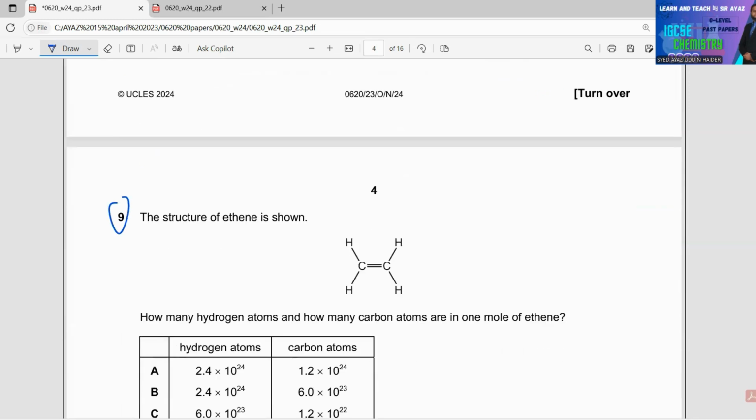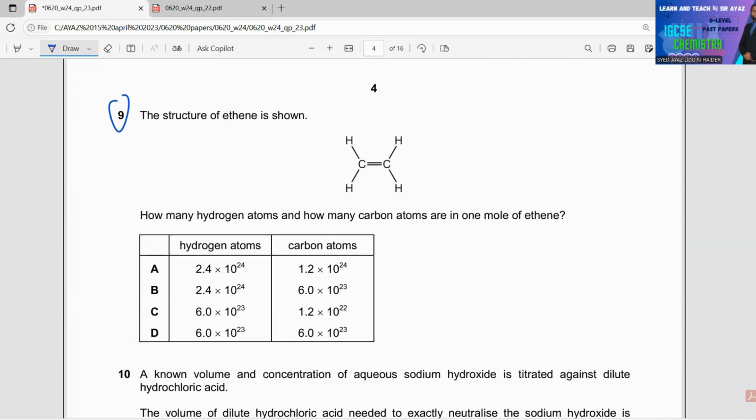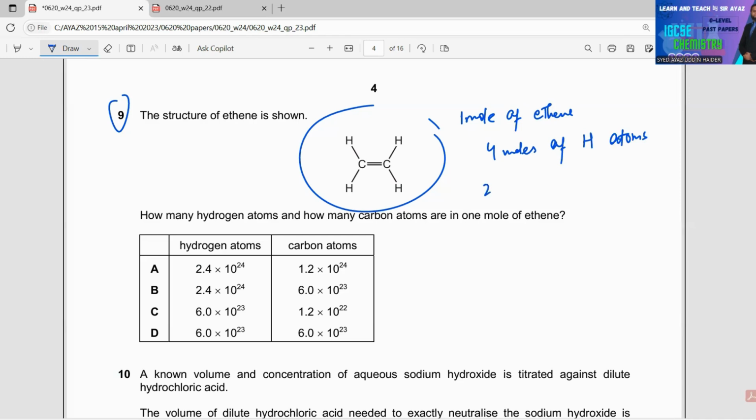Next MCQ, which is number 9. The structure of ethene is shown. How many hydrogen atoms and how many carbon atoms are in 1 mole of ethene? So this is 1 mole of ethene. We need to have moles of hydrogen and carbon first. In 1 mole of ethene, we have 4 moles of hydrogen atoms and 2 moles of carbon atoms, as you can see from the formula.